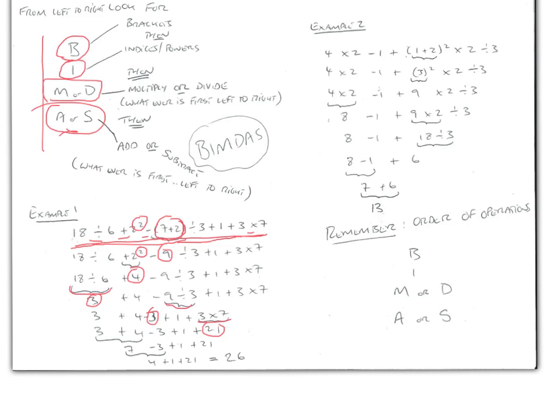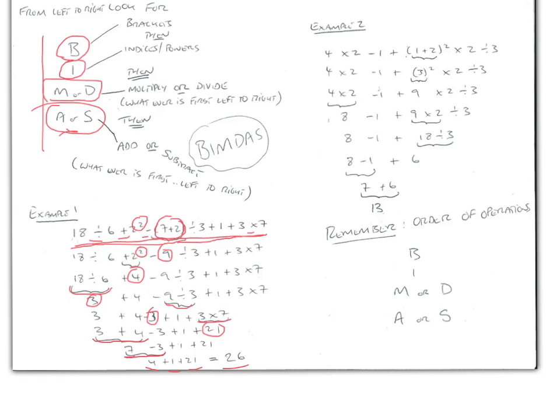And then we'll look for, they're all our brackets, indices, multiplication, division all dealt with. So let's look at any additions or subtractions. There's one there, 3 plus 4 is 7. And then we have 7 minus that 3 is 4, plus 1 plus 21 is 26.